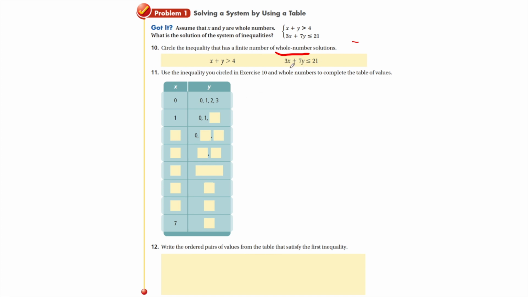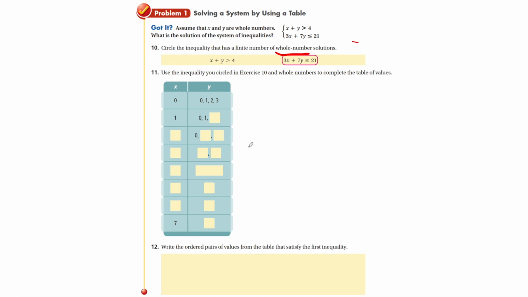So the numbers that we're going to have to be plugging in eventually will be negative in order to allow this to continue to be true. So if we had to circle which one is going to be the finite number of whole number solutions, I'm going to circle the 3x plus 7y has to be less than or equal to 21, because our answers are allowed to be less than 21, which means they're allowed to be negative. Whereas every single one of our answers for this one has to be greater than 4, which means it always has to be positive.